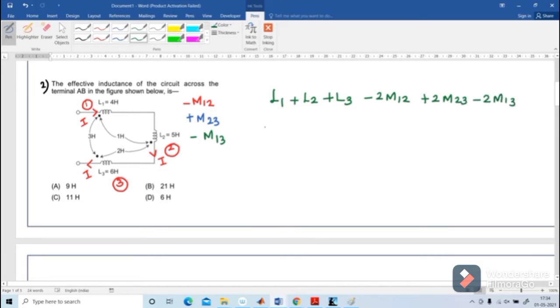What is the value of L1? 4. L2 is 5. L3 is 6. 2M12 is minus 2. 2M23 is 2. So 4. M31 or M13 is 3, so minus 6. Minus 6 minus 2 is minus 8. Minus 8 plus 4 is minus 4. Minus 4 plus 4 cancel. The answer is 11 Henry. Option C is the correct answer.